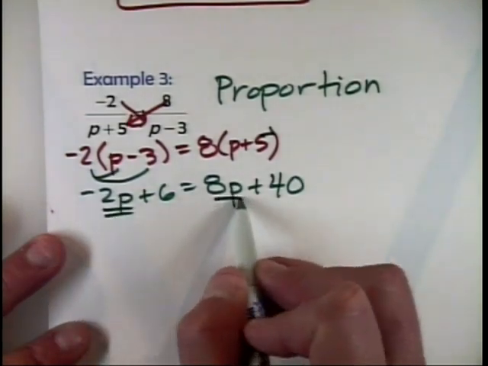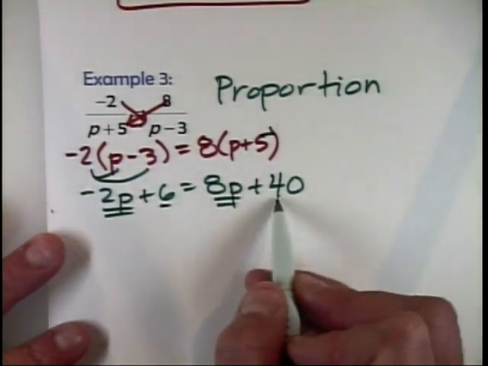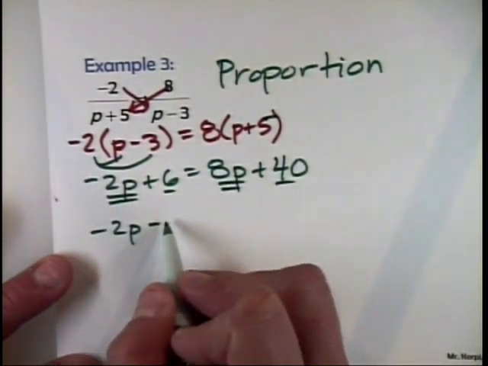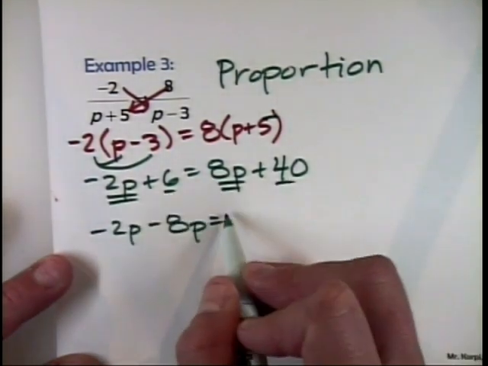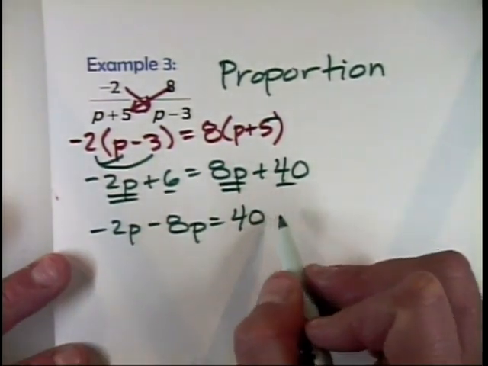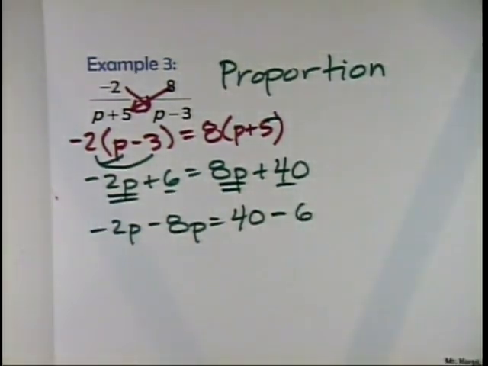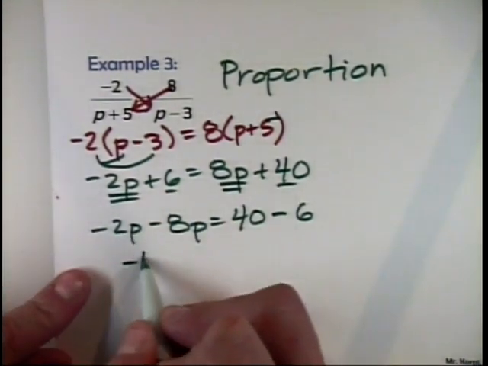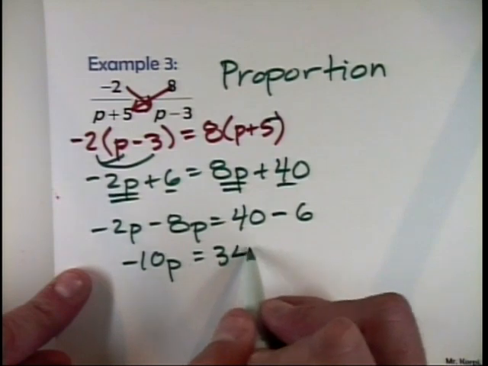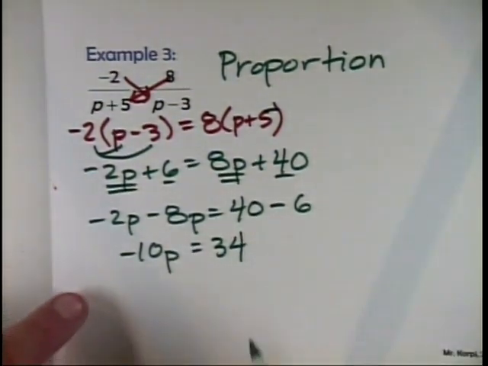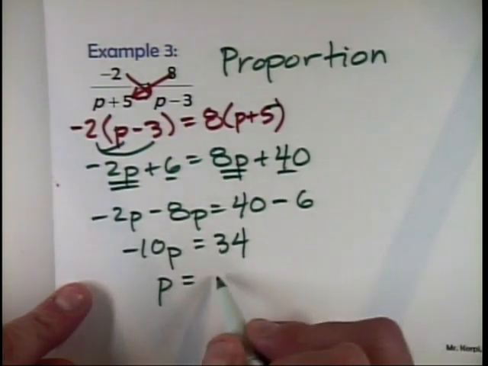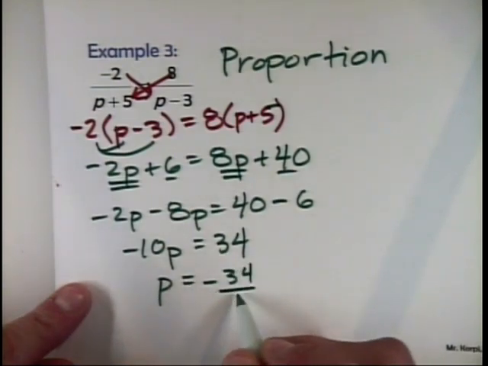So there's my p's that I need to get together, and here's my numbers. So variables on the left, so negative p, I have to subtract the 8p. And numbers on the right, the 40 is already over there on the right, and he is welcoming with open arms the number 6, although we have to change its sign. So now I combine these, and I get negative 10p equals 40 minus 6, which is 34. And I can sense the end here. We're getting close. We divide both sides by negative 10, and we get the answer to be negative 34 tenths.